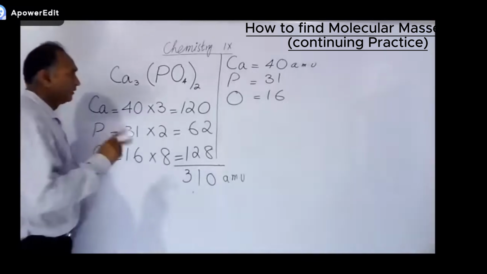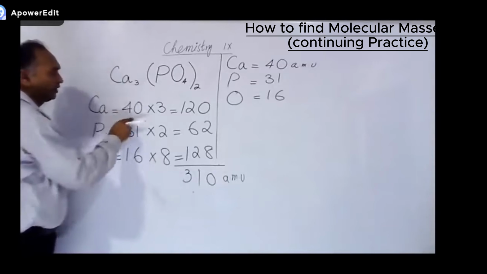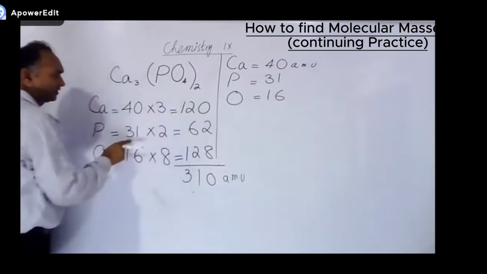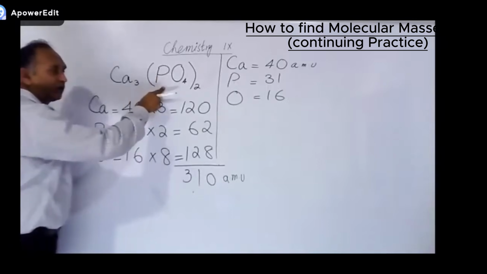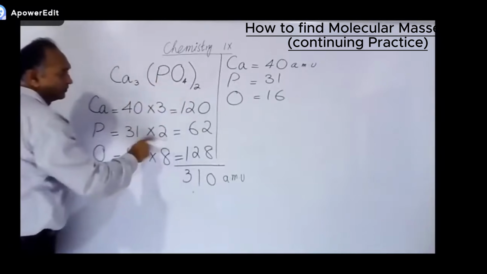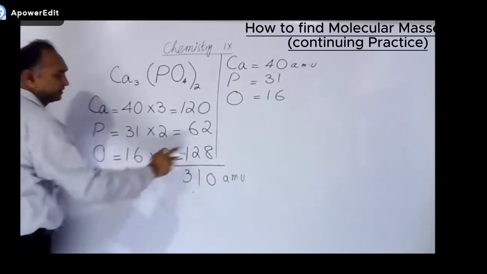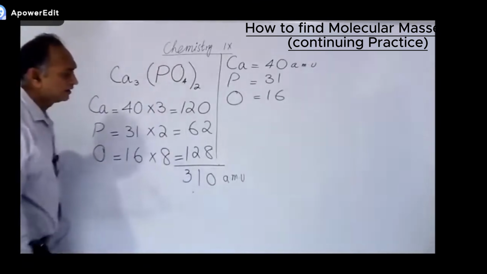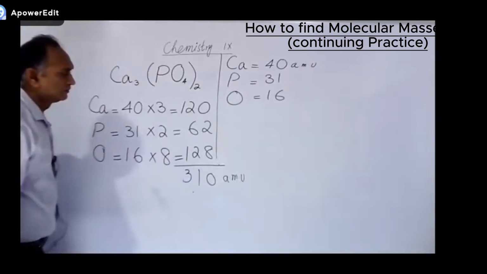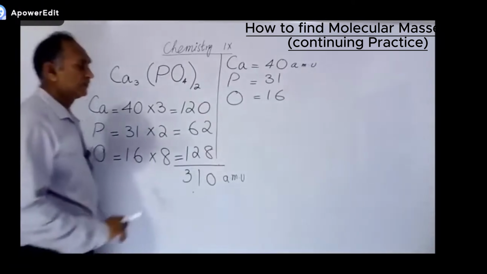Okay, repeating: calcium 40. How many calciums? 3. 40 threes are 120. Phosphorus 31. How many phosphorus? Here we have a hidden number 1. 1 twos are 2, so 62. Oxygen 16. 2 fours are 8. 16 eights are 128. Adding all, we'll get 310. Clear?